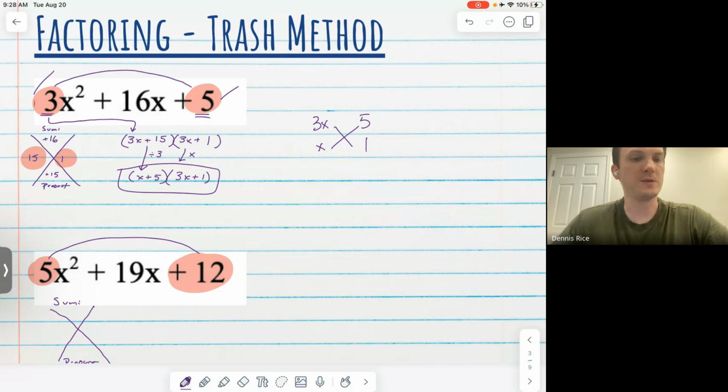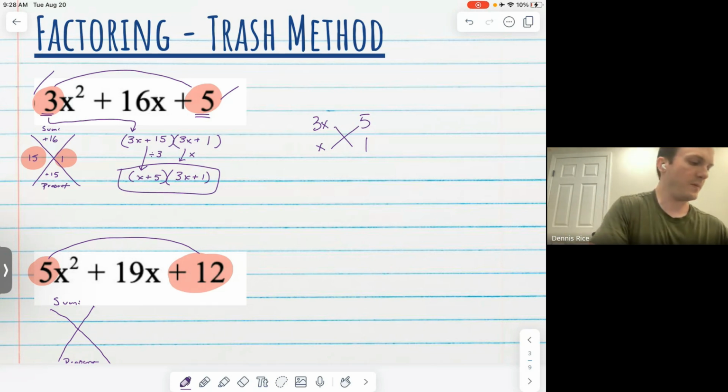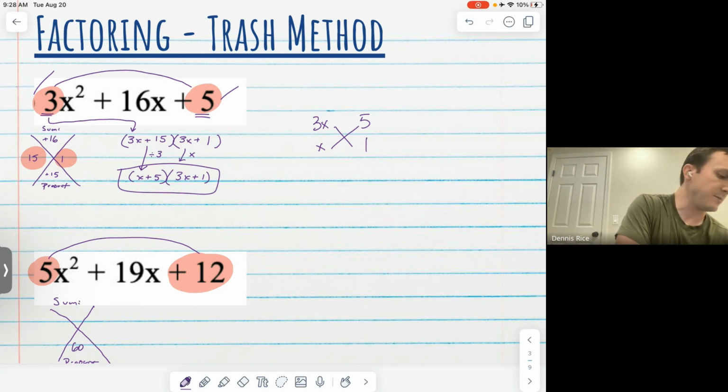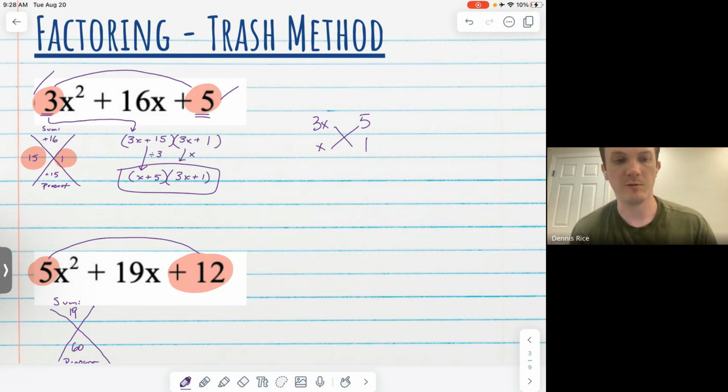So remember, you still need to do AC, the first number times the last number. That's going to give us 60. We don't want to use 12 as our product. Our product is going to be 60, and our sum is still going to be the middle term, just like it is in regular sum product when a is 1. So now we're looking for two numbers that add up to 19 and multiply to 60.